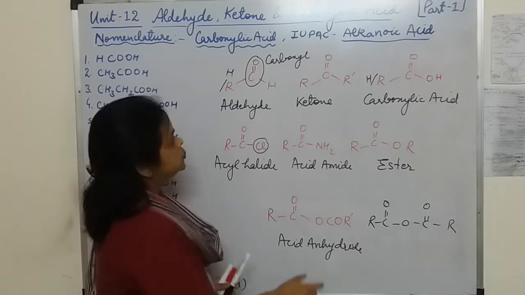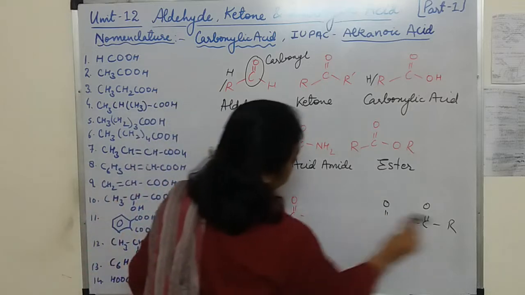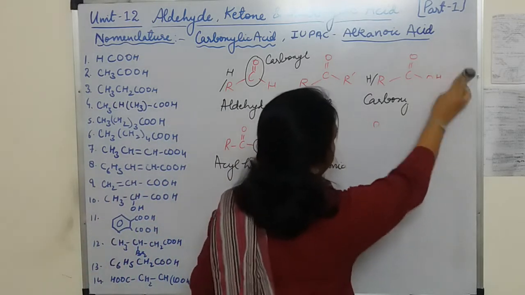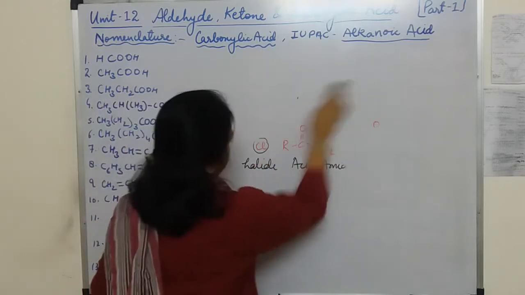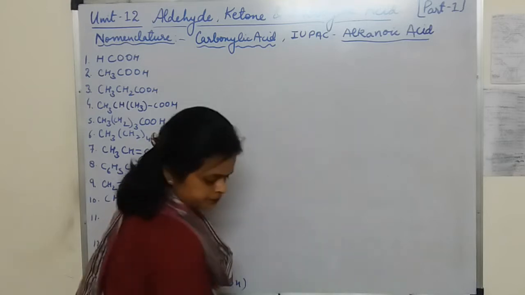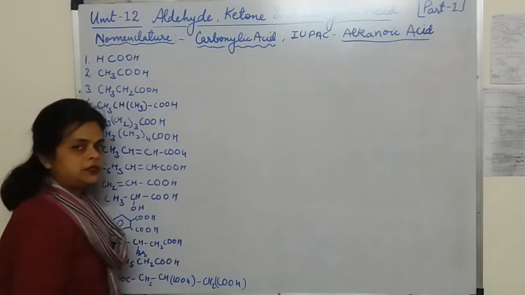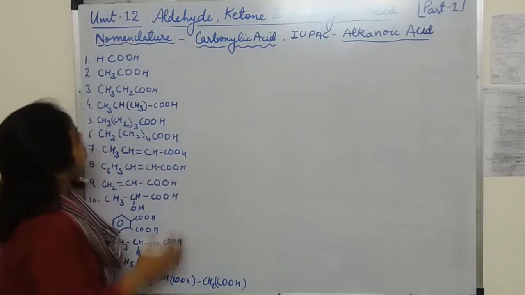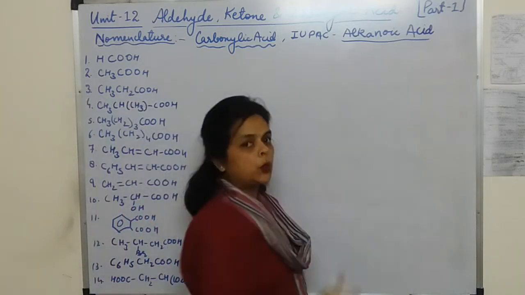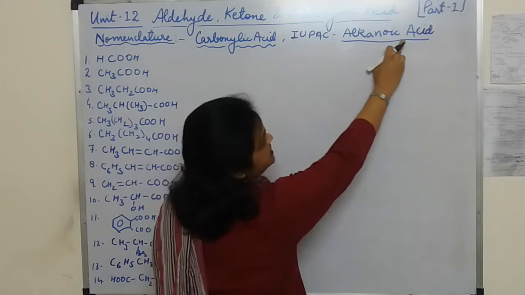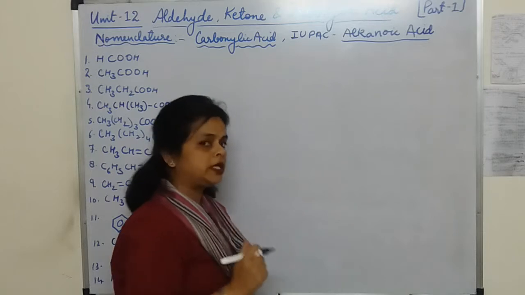Now we will move on to the nomenclature part. In this nomenclature, students, I would like to start from the carboxylic acid, so it will be easier for us to remember the names of aldehydes and ketones. First we will start with the common names. I have written some examples already and we will write down their names. Carboxylic acid, its IUPAC name is alkanoic acid, that means its secondary suffix is oic acid.